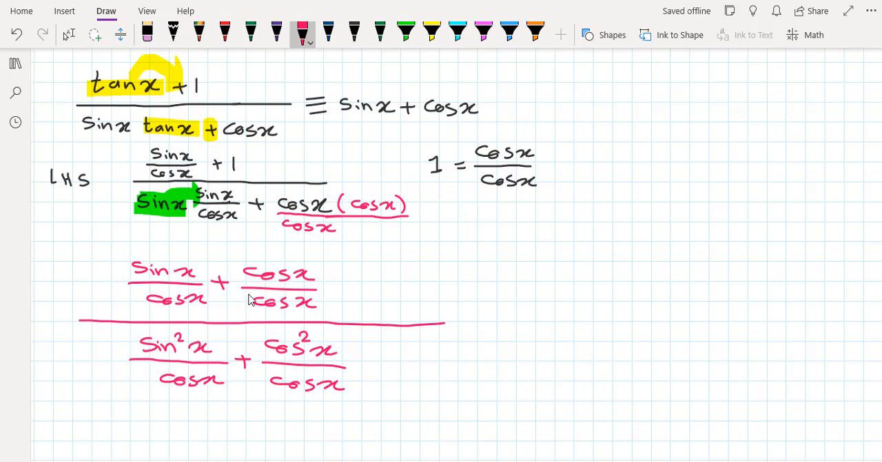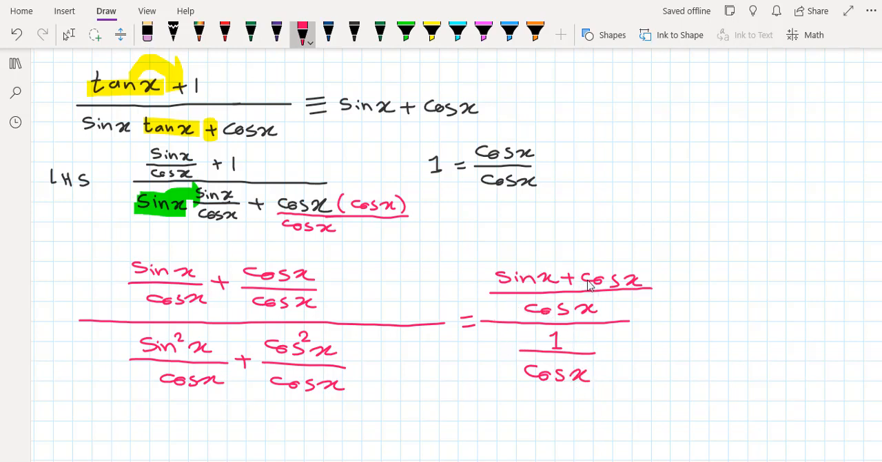Now we are able to add the fractions because they have a common denominator. It's equal to sine squared plus cosine squared over cosine x. These two denominators became 1 to make it simpler. We all know sine squared plus cosine squared is equal to 1. So I'm going to write 1 instead of sine squared plus cosine squared, and the denominator of this is cosine x.